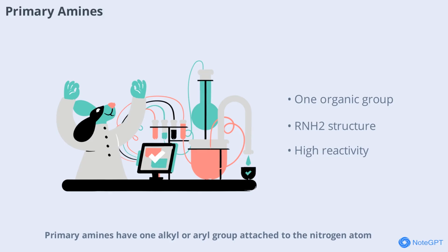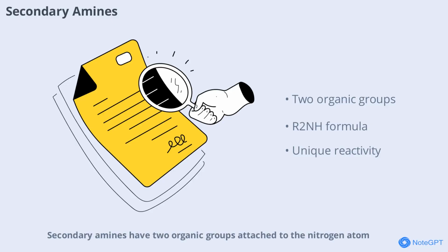Primary amines have one alkyl or aryl group attached to the nitrogen atom, along with two hydrogens. They are often represented as RNH2, where R stands for the organic group. These amines are typically more reactive than their secondary and tertiary counterparts, especially in forming hydrogen bonds, which influences their boiling points and solubility. Secondary amines have two organic groups attached to the nitrogen atom with one hydrogen remaining.